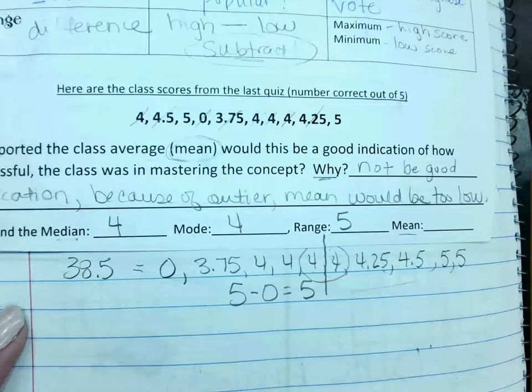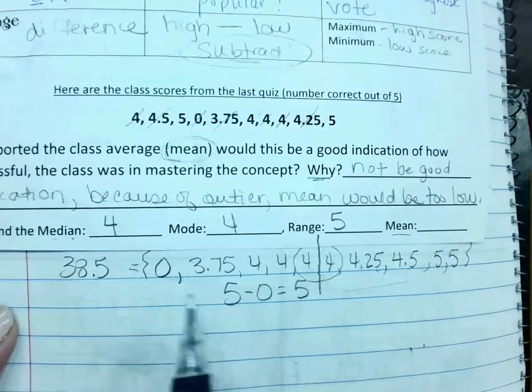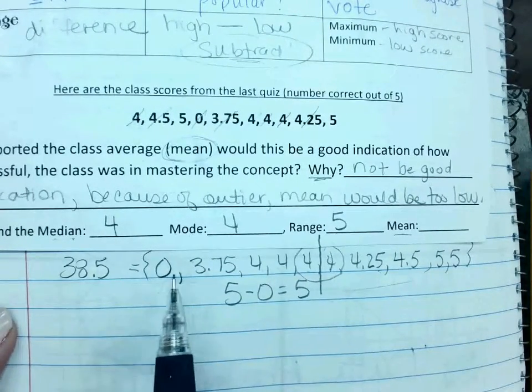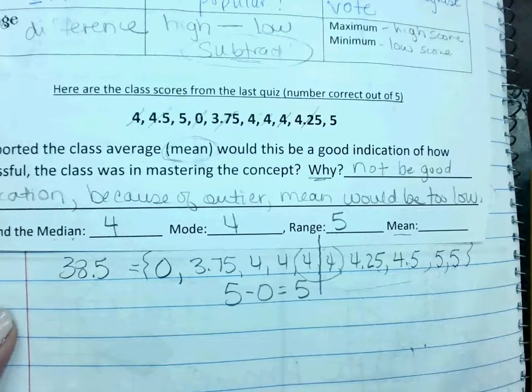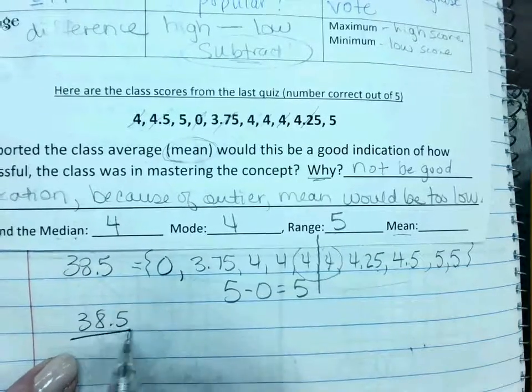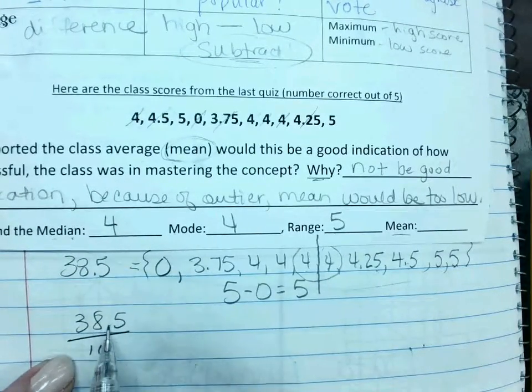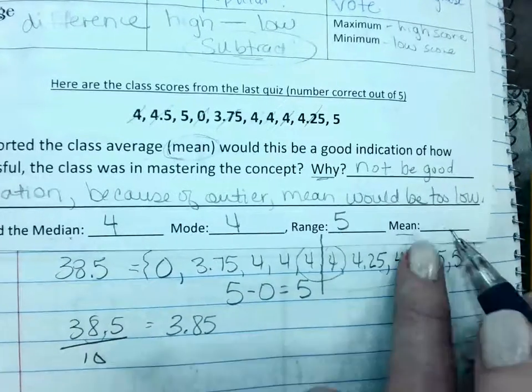So I did a quick check to see if that was reasonable. Now, how many data points did I have? Again, you need to include the 0. 1, 2, 3, 4, 5, 6, 7, 8, 9, 10. That's right. So I need to take my 38 and a half and divide by 10, which tells me I just need to move that decimal over 1, and I get 3.85.